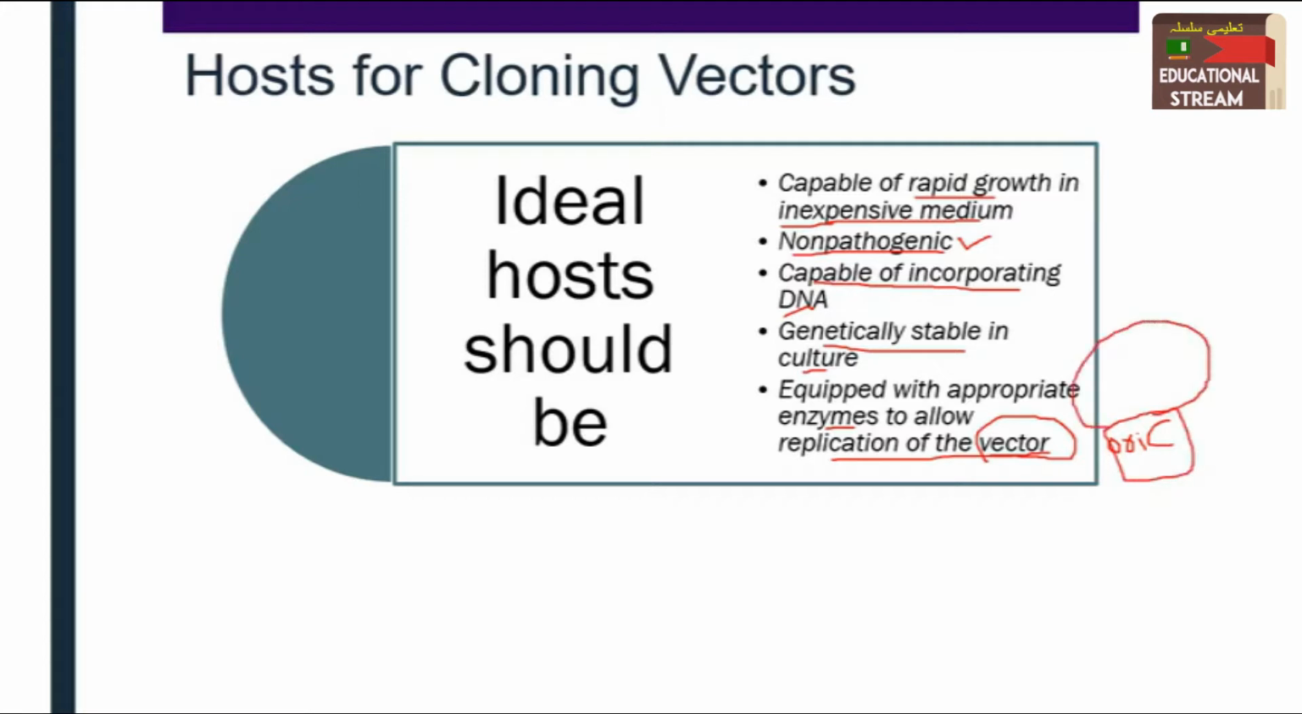of the vector. So, a host should possess these five properties: growth in inexpensive medium, it should be non-pathogenic, it should be able to incorporate the foreign DNA, it should be genetically stable within the culture, and it should be equipped with appropriate enzymes that allow the replication of the vector within the host cell.